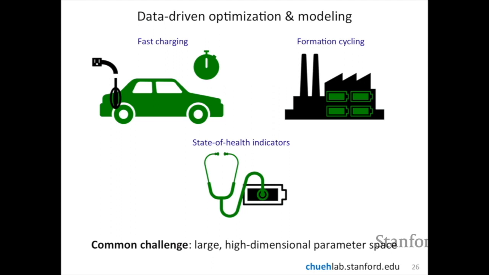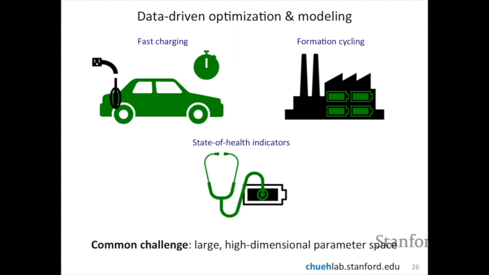Formation cycling, one of the most expensive steps in manufacturing a battery, other than the material cost, is the idling time it takes in the factory. So we have to break in these batteries in a specific way. This is known as a formation cycling process. And from our colleagues in industry, this constitutes about 50% of the cost of the manufacturing process.